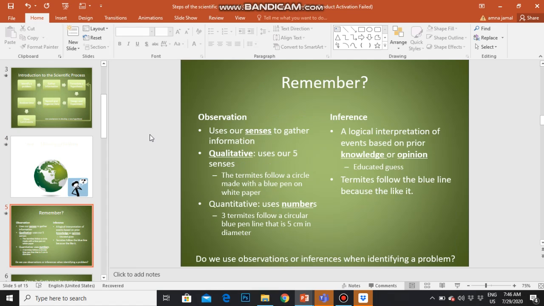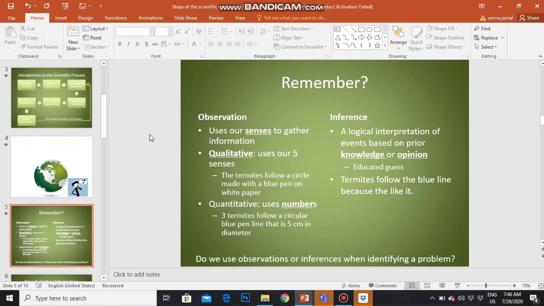Remember, observations and inferences. Observation uses our senses to gather information. It may be qualitative, using our five senses: the termites follow a circle made with a blue pen on white paper. Quantitative uses numbers: three termites follow a circular blue pen line that is 5 cm in diameter. So the observation may be a qualitative one and it may be a quantitative one.